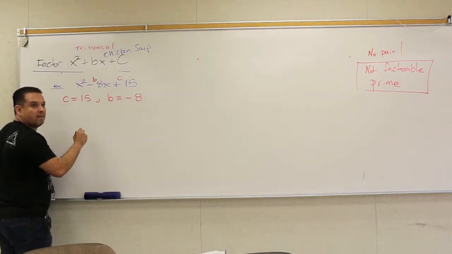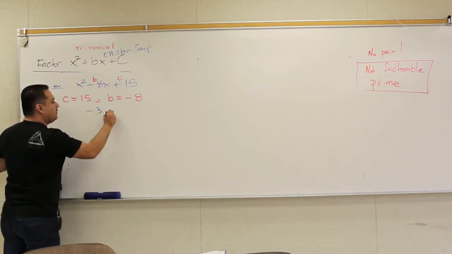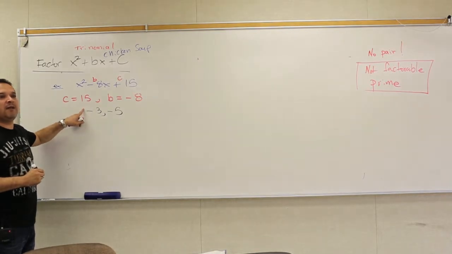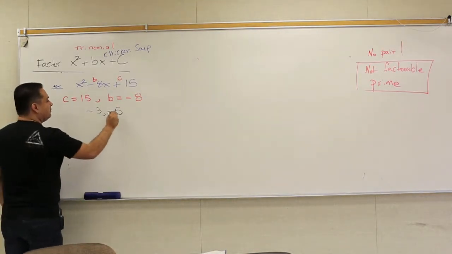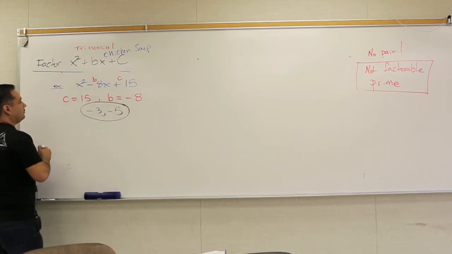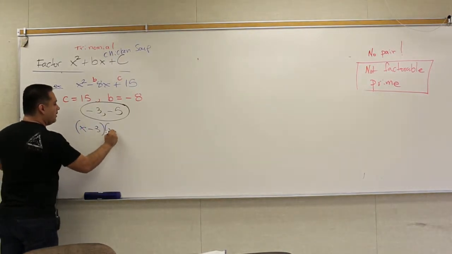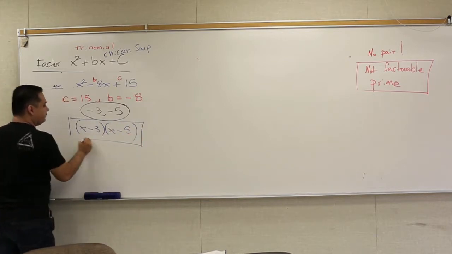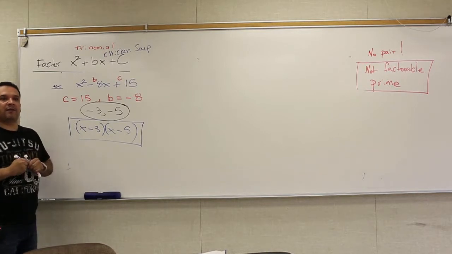Huh? What is it? Negative 3 and negative 5. Negative 3 times negative 5 is positive 15. Negative 3 plus negative 5 is negative 8. You got x minus 3, x minus what? 5. That's all you have to do for this.